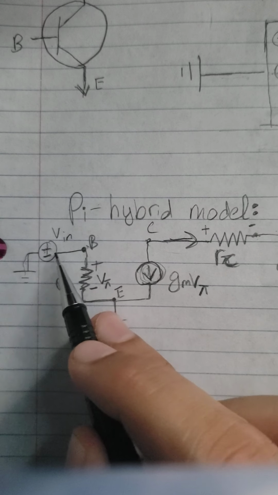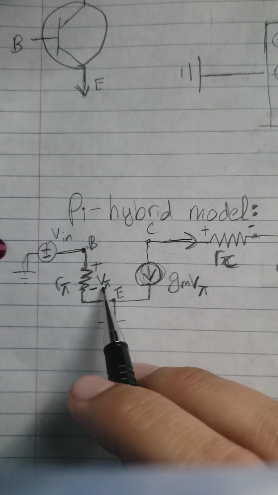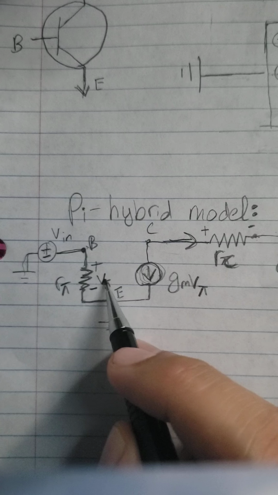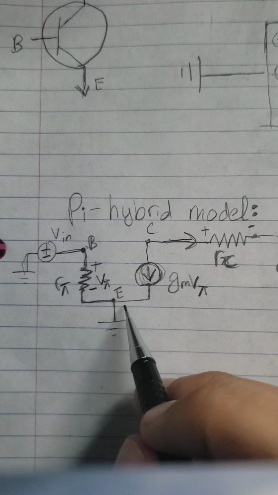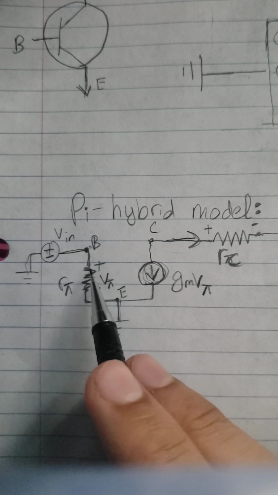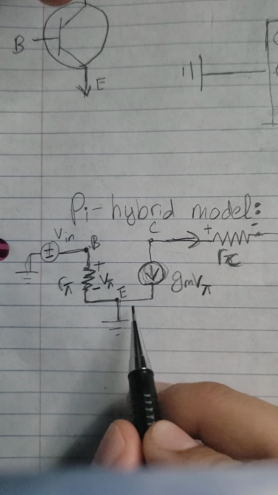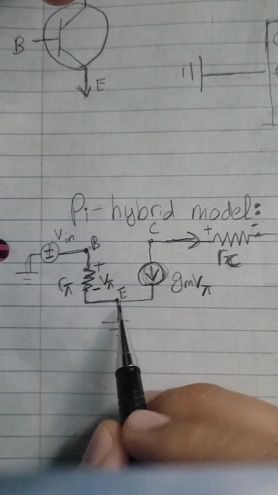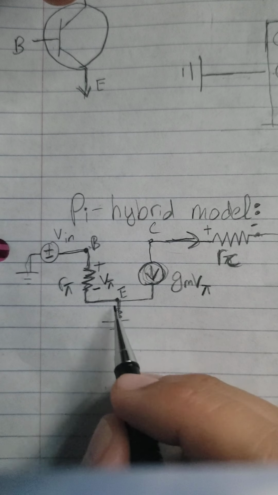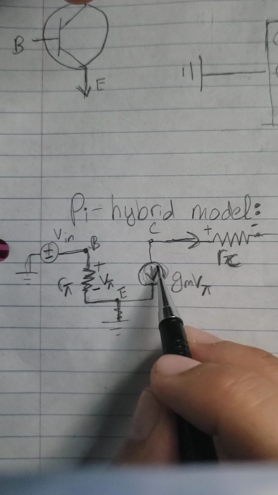Current flows from here, and it goes through this resistor. There's a voltage drop, and we call this V pi. This voltage drop is called V pi, and it flows over here to the emitter. At the same time, the emitter is not always connected to ground, just so you know. It can sometimes have a resistor over here.